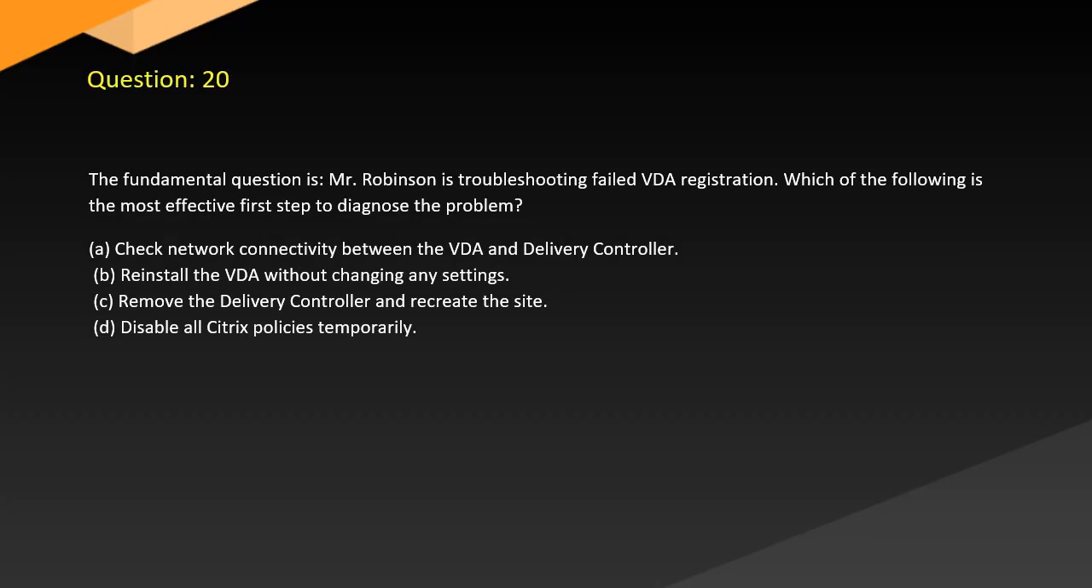Question 20. The fundamental question is, Mr. Robinson is troubleshooting failed VDA registration. Which of the following is the most effective first step to diagnose the problem? A. Check network connectivity between the VDA and delivery controller. B. Reinstall the VDA without changing any settings. C. Remove the delivery controller and recreate the site. D. Disable all Citrix policies temporarily.